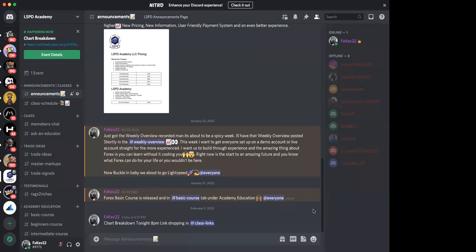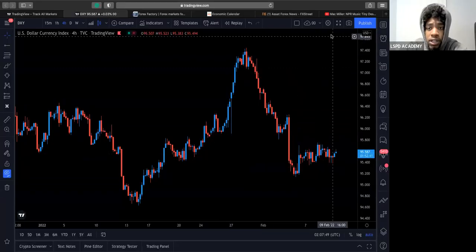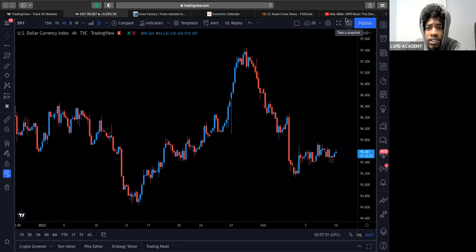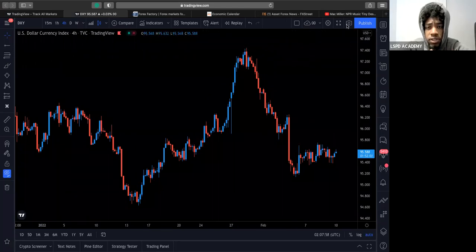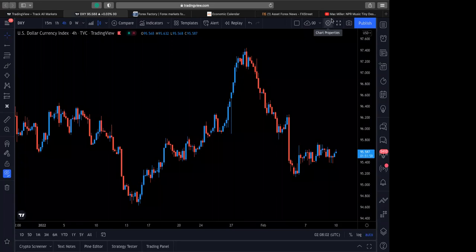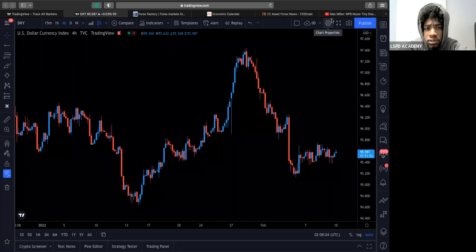But let's go on and hop into it. So what we got right here is DXY, right? So this is the US dollar index. Pretty much what this is showing you is what the value of the US dollar currency currently is, right?